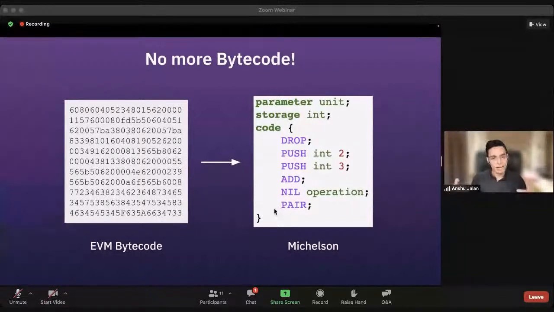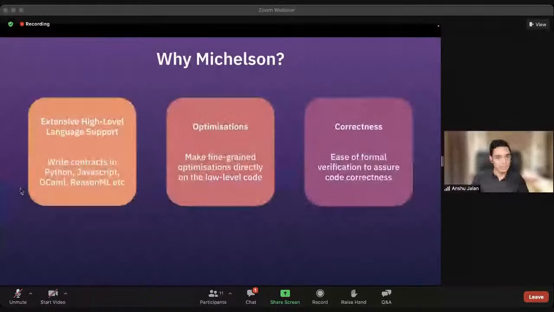So why should you be bothered about what the low-level code, or the final code that is fed to the interpreter, looks like? Well, you should be bothered because if you have something like Michelson, then you get much better high-level language support. Just the way Michelson is designed, you can take any existing generic language and design another language out of it in such a way that it compiles down to Michelson. That's why on Tezos, we have very extensive high-level language support. We can write contracts in Python, we can write contracts in JavaScript, and we can also write contracts in functional languages like OCaml and ReasonML.